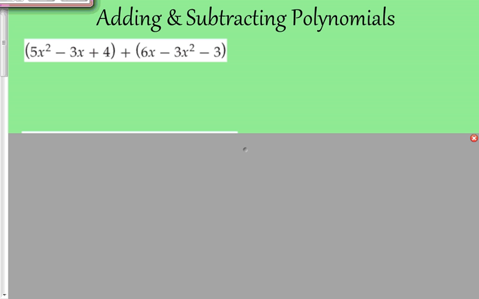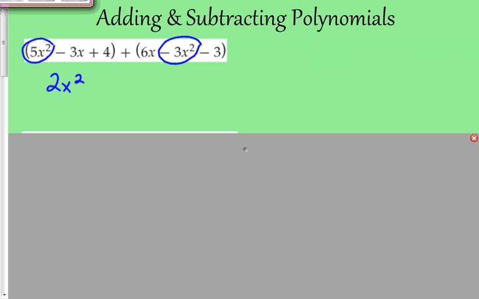Thank you, Alex. All right, to start off, in this first example, we have two trinomials that are being added together. And really, guys, all we're going to do is group the like terms. So the 5x squared here in the front of this one will go with the negative 3x squared in the second one. And 5x squared minus 3x squared is a 2x squared.